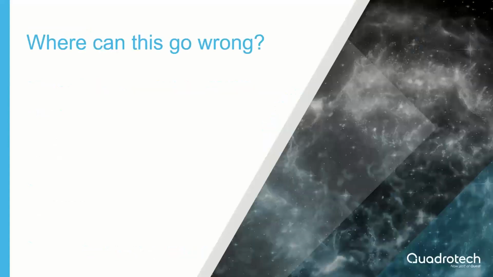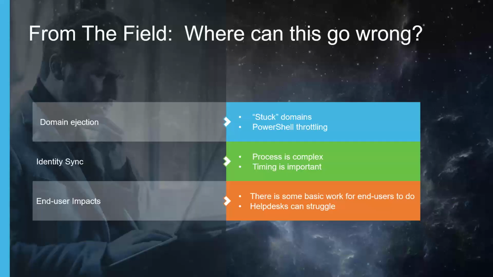So let's talk about where this can go wrong. I think there's three things, Julian, that you and I want to cover here. Why don't we talk about the domain injection first? What are some of the challenges that you can share from your projects where this has been quite a challenge?